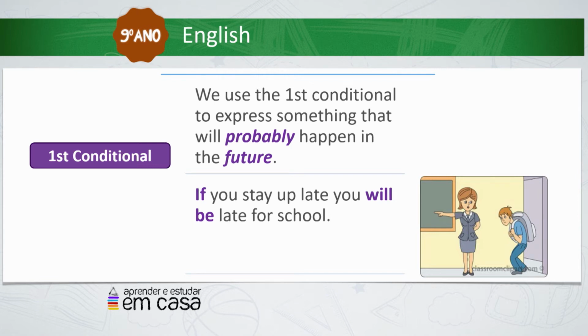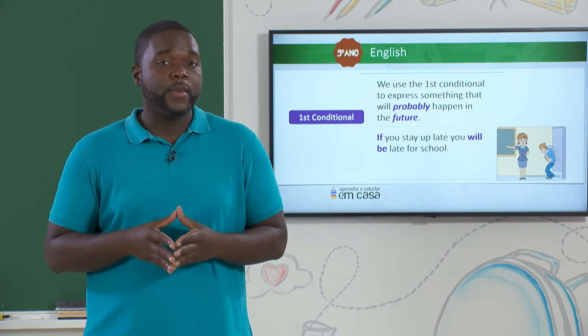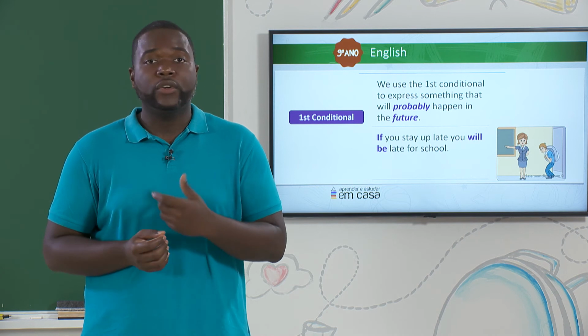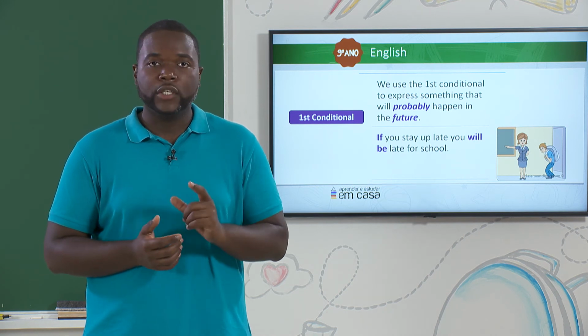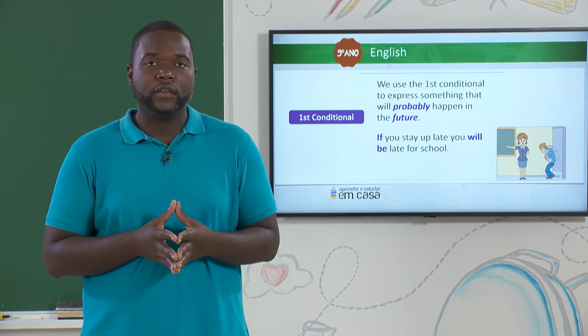Now, with the first conditional, we usually express something that will probably happen in the future. For example, if you stay up late, you will be late for school. Now, students, in contrast to what happens with the zero conditional, remember, we use the zero conditional when we talk about something that is always true or scientific facts.